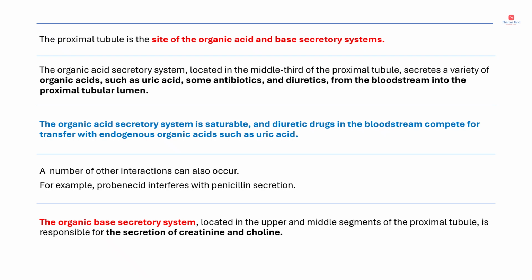One more important point regarding the proximal tubule is that it is the site of the organic acid and base secretory systems. The organic acid secretory system, located in the middle third of the proximal tubule, secretes a variety of organic acids such as uric acid, some antibiotics and diuretics from the bloodstream into the proximal tubular lumen. The organic acid secretory system is saturable, and diuretic drugs in the bloodstream compete for transfer with endogenous organic acids such as uric acid. Because of this, a number of drug interactions are possible, and one of the most common examples is the interaction between probenecid and penicillin.